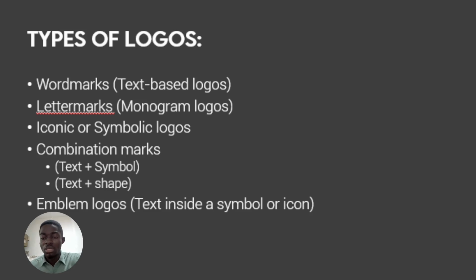Other companies may use some sort of icons. We'll have a look at the examples later. Aside from that, we also have combination marks, where you include a text and a symbol, or a text in a shape, and you can have emblem logos as well. For emblem logos, we are creating logos where you have text embedded in a shape, or a circle around a text or group of texts, or you can have both.